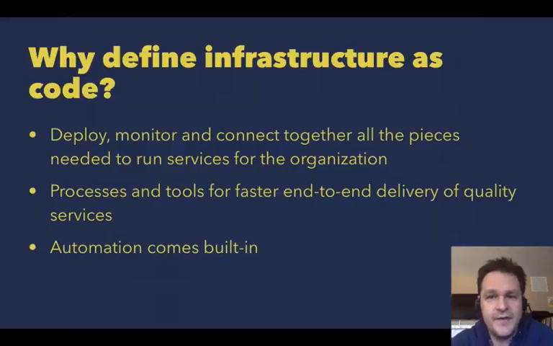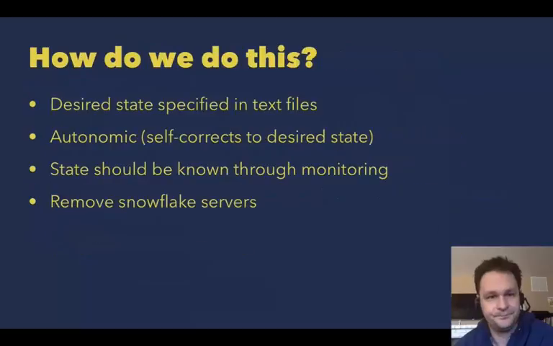But why do we define the infrastructure as code itself? It's because we can deploy and connect all of the pieces that we need to run the services for the organization, and we can use processes and tools that make it faster to deliver this and deliver it in a quality way. And the last part sort of comes as a built-in. We get some automation once we do this, which is really convenient.